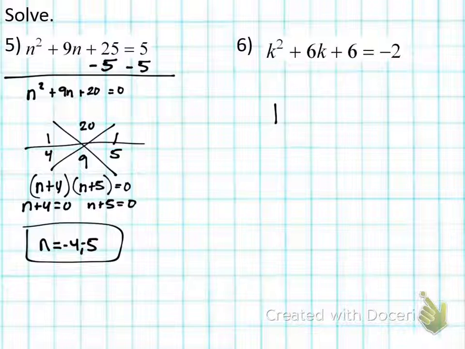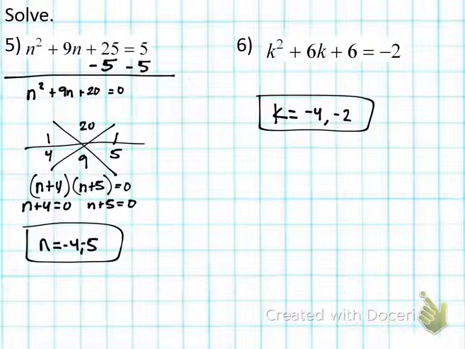Number 6 by yourself all the way through. Go. Here's the answer to number 6, okay? Negative 4 and negative 2. All right, that concludes our lesson.